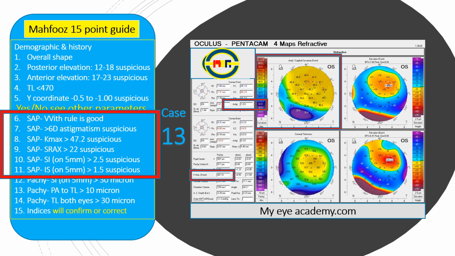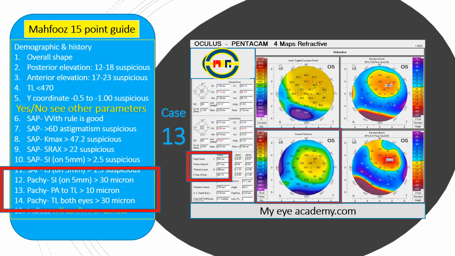And look at the SRAX. There is a SRAX here as well. And then look at the superior and inferior difference, which is more than 2.5 diopters. And look at the Pachy readings. The Pachy readings are more than 30 micron difference on the superior inferior 5 millimeter circle, and there's a more than 10 micron difference on the PA and TL. So this is a keratoconus with superior steep.